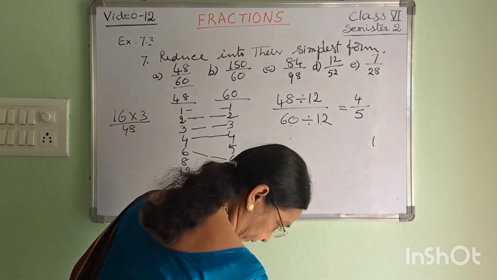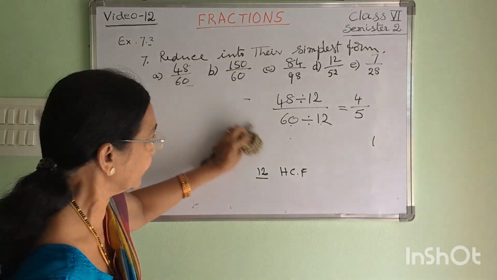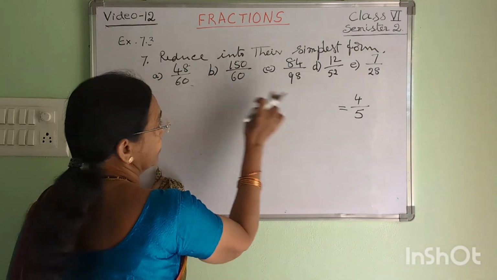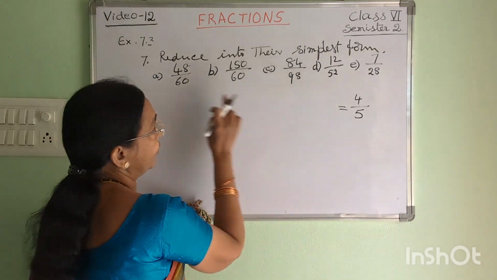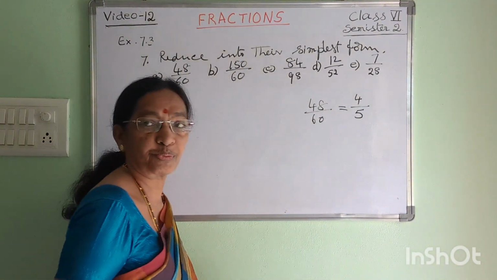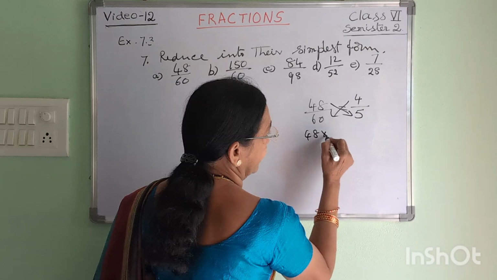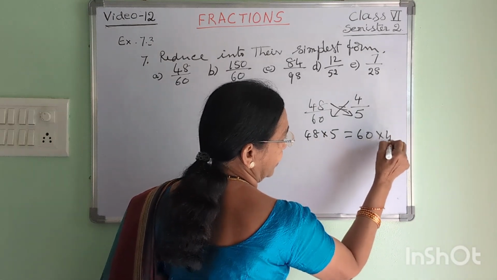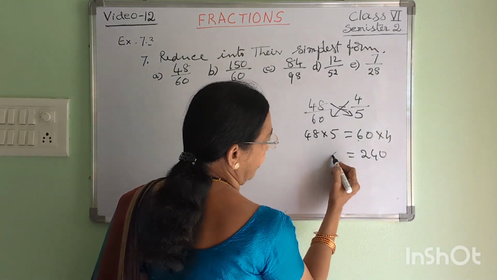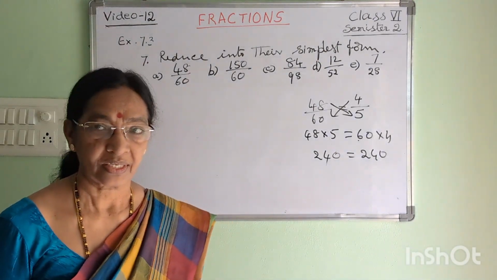Thus we can do it in 2 methods. Now we can check whether these two are correct or not by cross multiplication. As 4 by 5 is the simplest form of this fraction, these two are equivalent. Therefore 48 by 60 is equal to 4 by 5. So the cross products must be equal: 48 into 5 must be equal to 60 into 4. 60 into 4 is 240. 5 eights are 40, 5 fours are 20, plus 4, 24, so 240. Equal. Therefore our answer is correct.